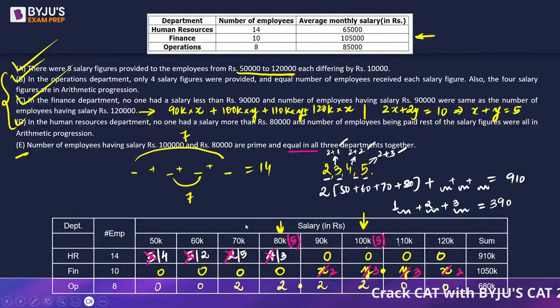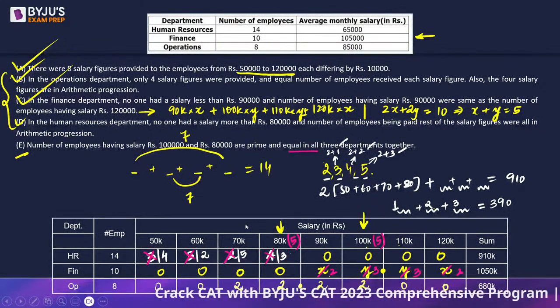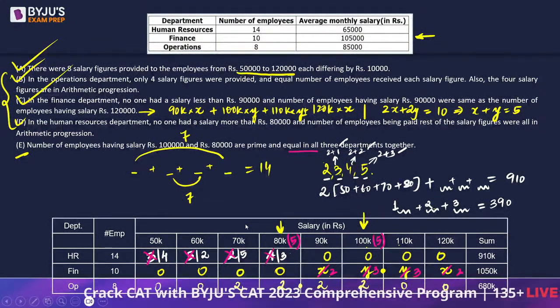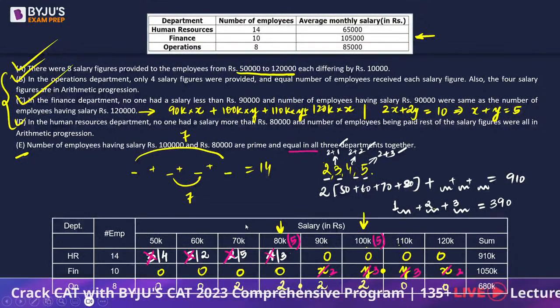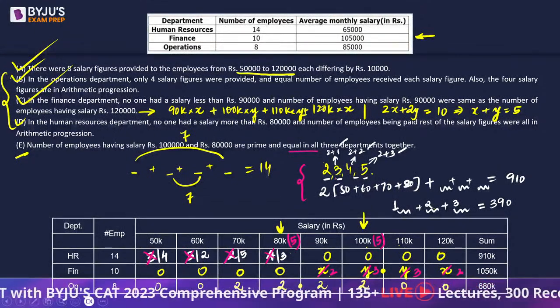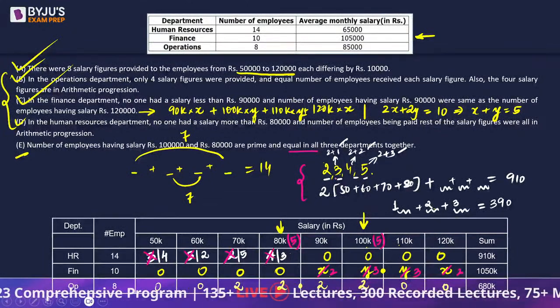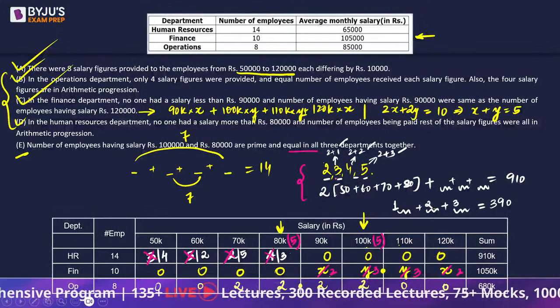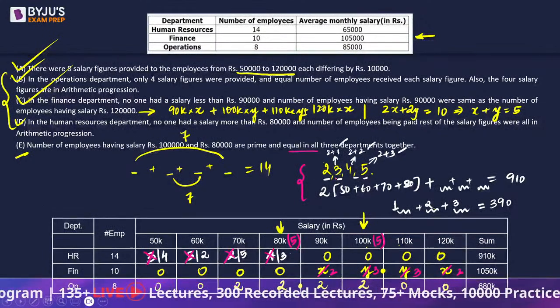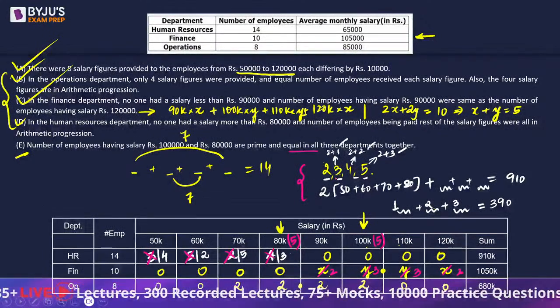Right? So you can see that this was a question which was based on two concepts. One was the pure arithmetic sequence approach. And the next part was a bit of hit and trial for HR, because they never stated that this is an increasing AP or decreasing AP in terms of the salaries paid to them. So we had to form the cases.